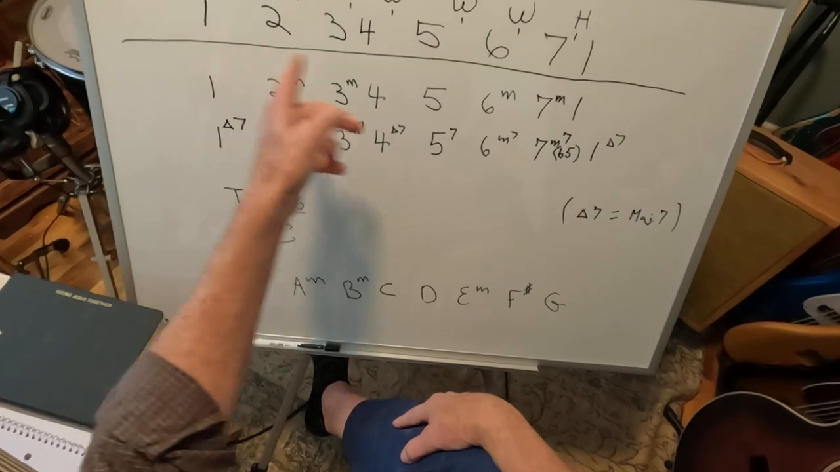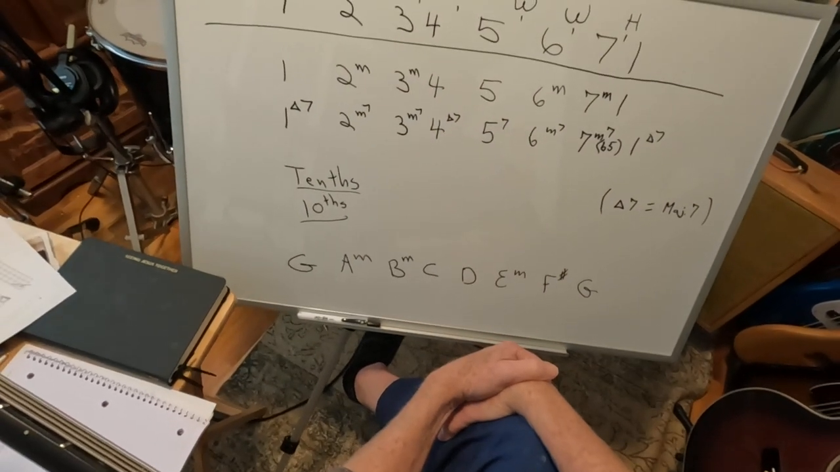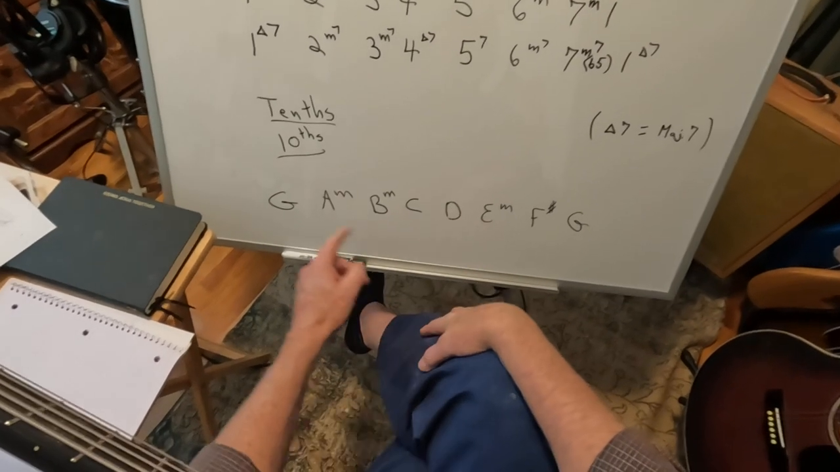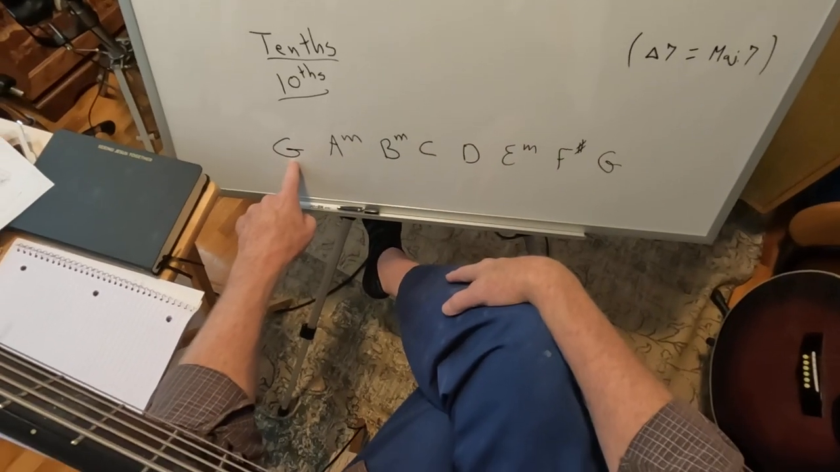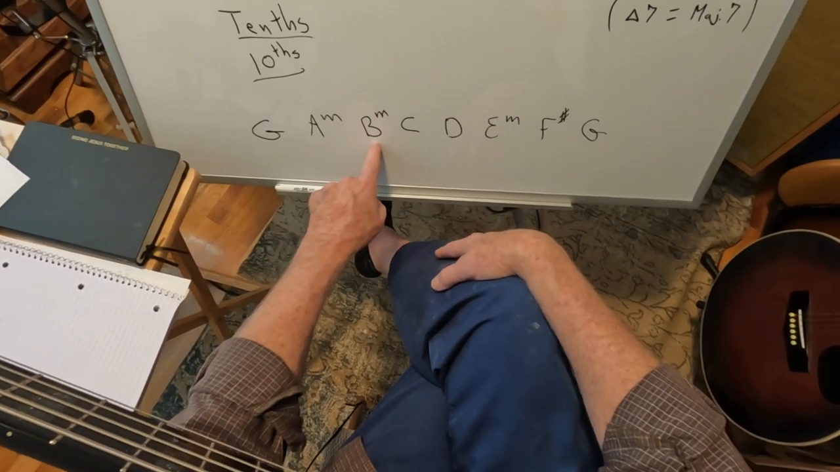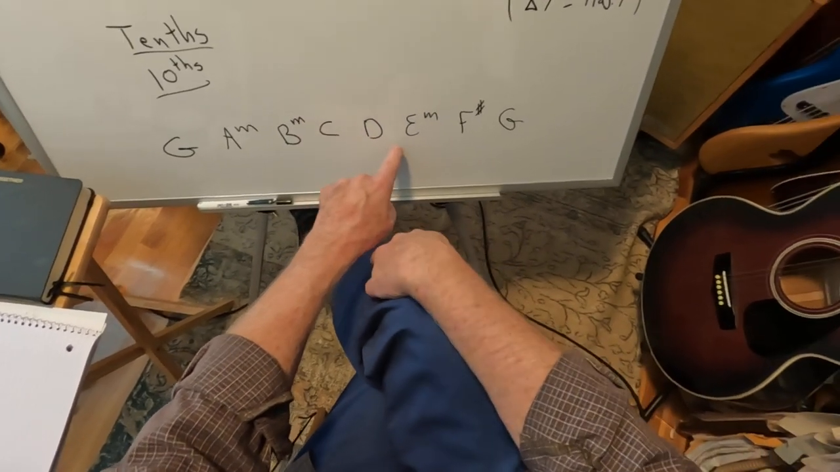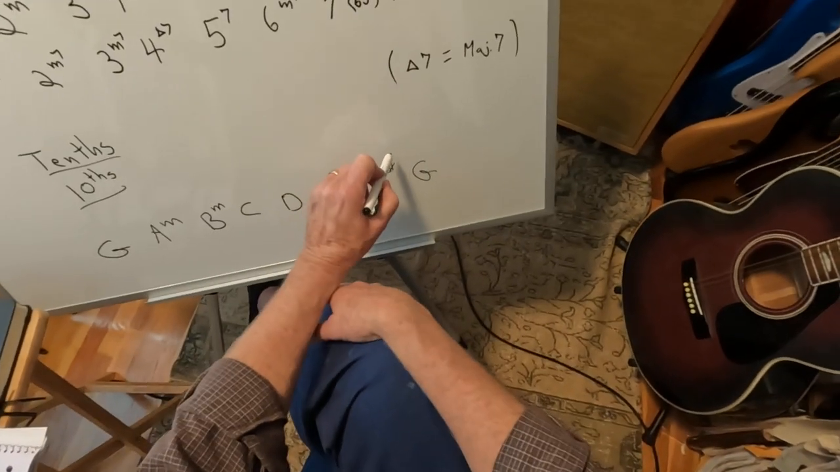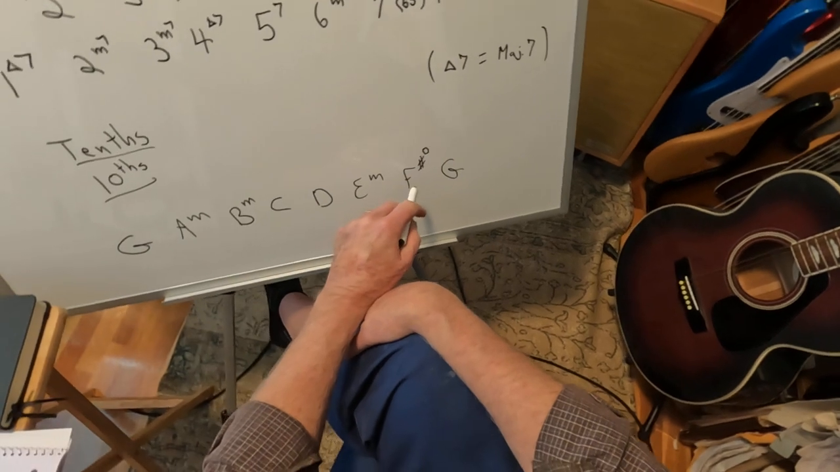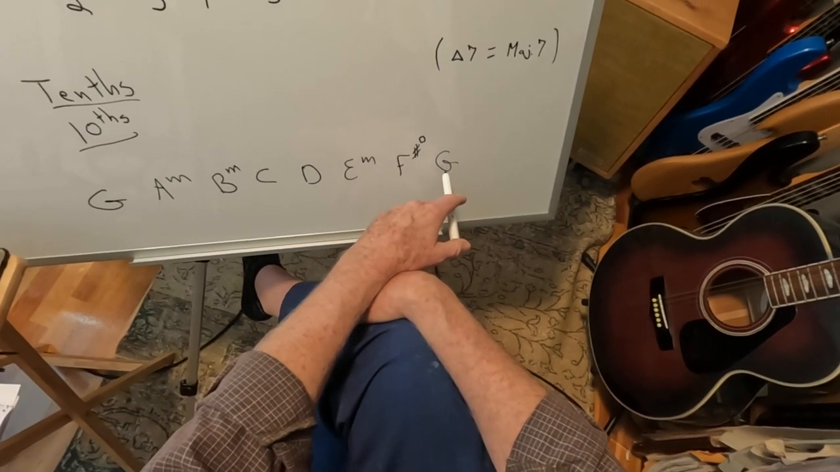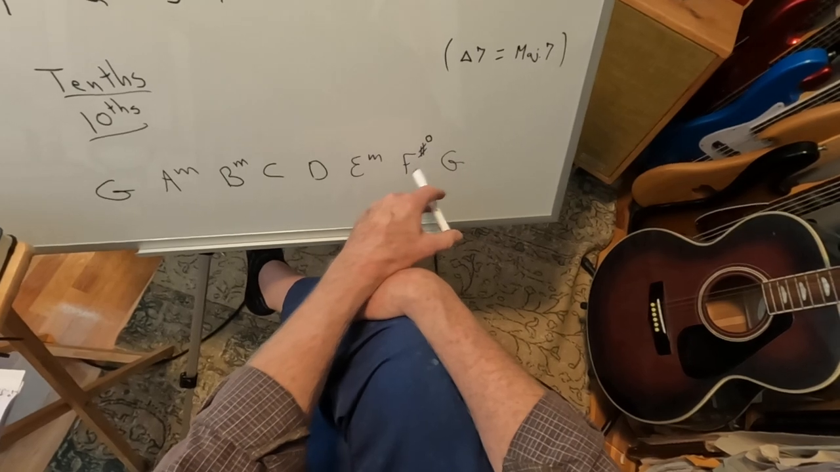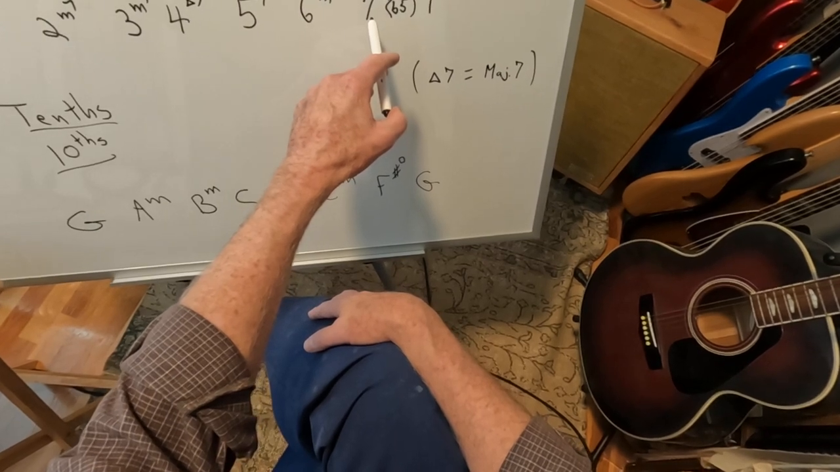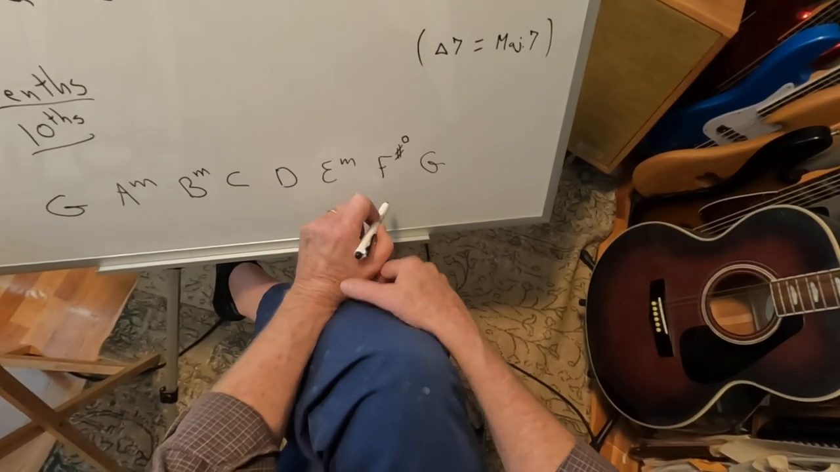As we're talking about this, we're talking about the construction of the major scale. So the major scale in the key of G is down here on the bottom: G, A minor, B minor, C, D, E minor, F sharp, we'll call that diminished, and then G. And we'll talk about the F sharp diminished, which is actually called a minor 7 flat 5, or F sharp minor 7 flat 5.